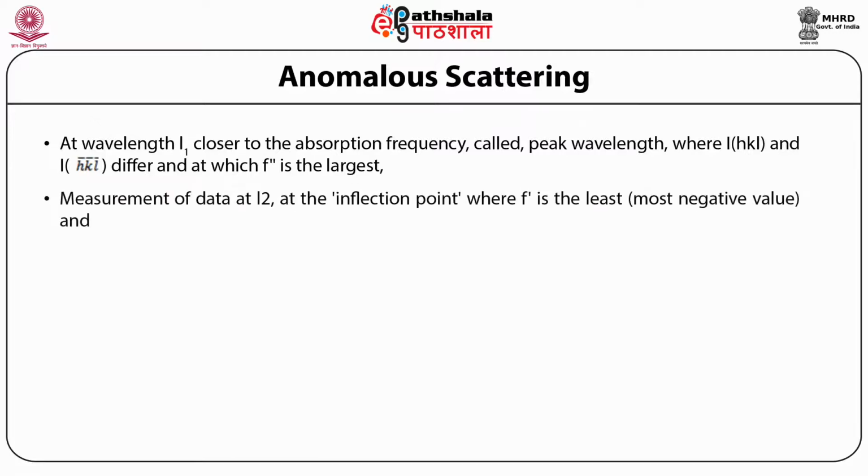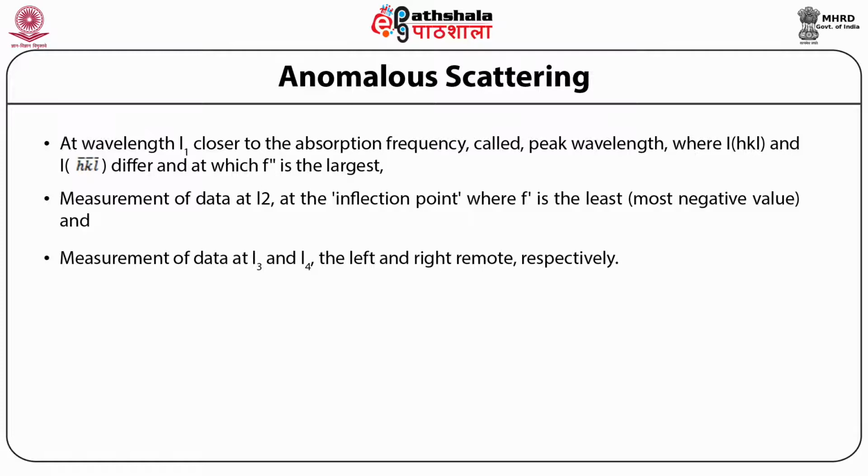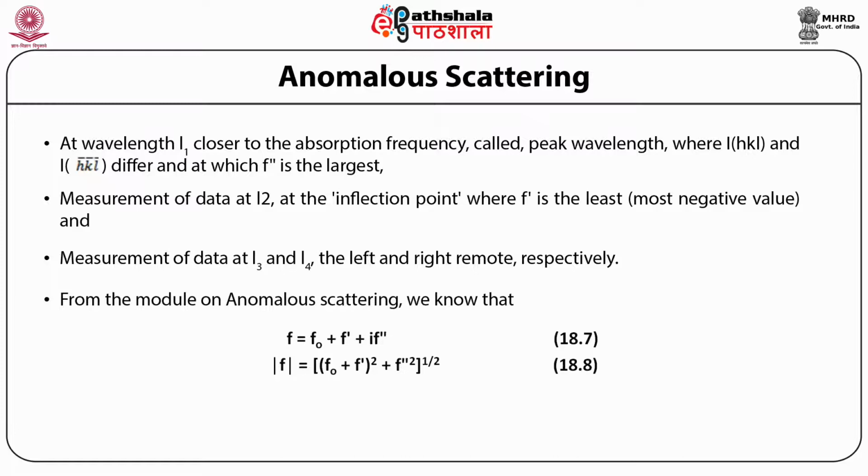Second, the measurement of data at lambda 2 at the inflection point where F prime is the least, most negative value. And third, measurement of data at two wavelengths lambda 3 and lambda 4, the left and right remote respectively. Now, from the module on anomalous scattering, we know that the atomic scattering factor f equals f naught plus f prime plus i f double prime, which is called equation 18.7, and the modulus of this little f is nothing but the square root of (f naught plus f prime) whole squared plus f double prime squared.